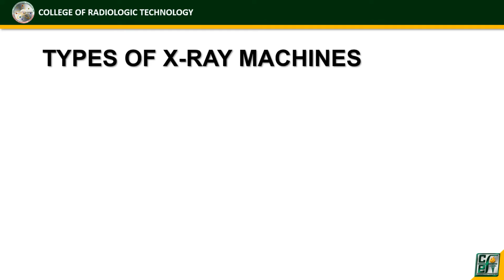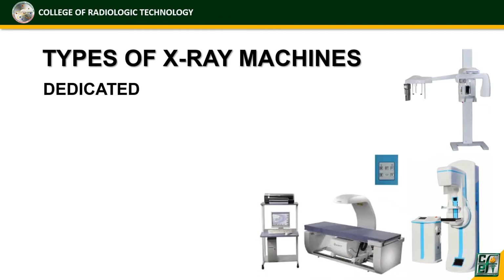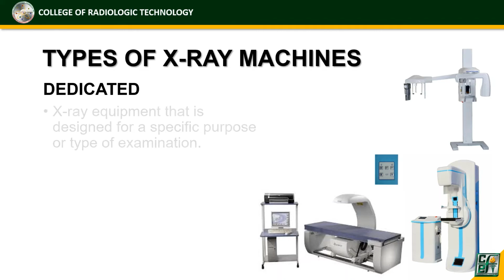The next type of X-ray machines are called dedicated X-ray machines. Okay, as you can see in the examples, there is a dental X-ray machine. Okay, you can see also a mammographic X-ray machine, as well as bone densitometry X-ray machines.